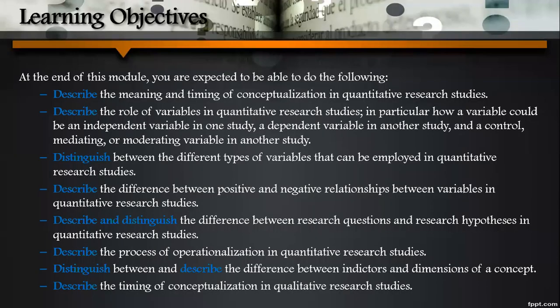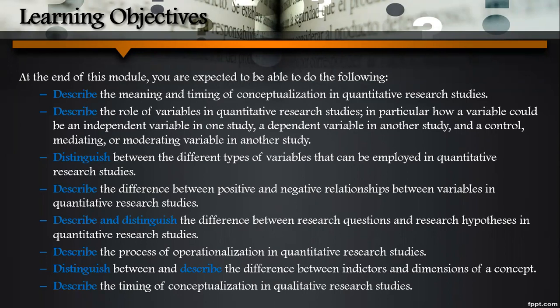So in terms of learning objectives, at the end of this module, you are expected to be able to do the following: describe the meaning and timing of conceptualization in quantitative research studies. Describe the role of variables in quantitative research studies. In particular, how a variable could be an independent variable in one study, a dependent variable in another study, and a control, mediating, or moderating variable in another study.